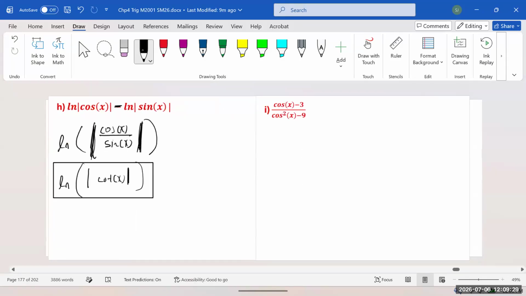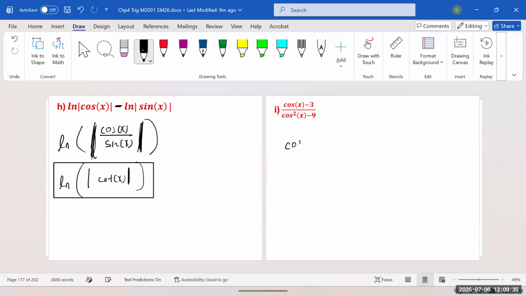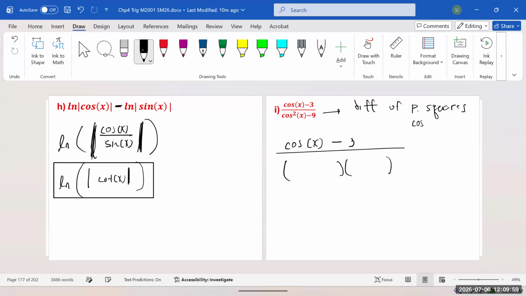Okay, this is the last one, right? Yep. What do you think we should do? The numerator is cosine x minus 3. What can you do on the denominator? Factor. How are you going to factor? Difference of perfect squares. So what factors do we get? So cosine x whole thing square minus 3 square. So cosine x plus 3 times cosine x minus 3.